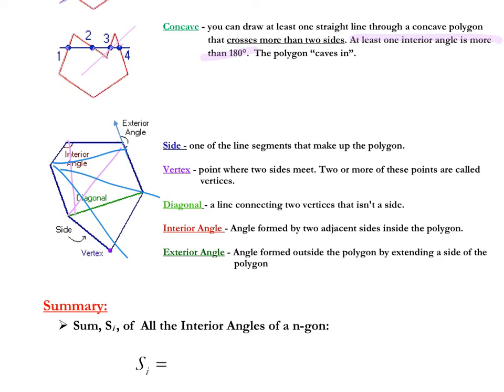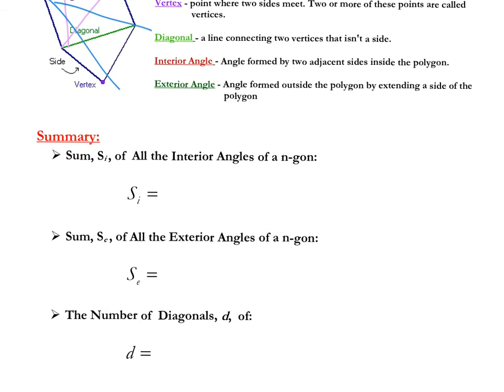An interior angle is on the inside. An exterior angle is formed outside the polygon by extending a side of the polygon. So notice how this is extended. So exterior angle. I could do it here. Exterior angle. Here. Exterior angle. It doesn't matter. It just has to extend outside the polygon.